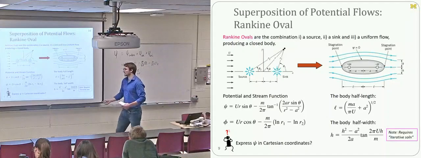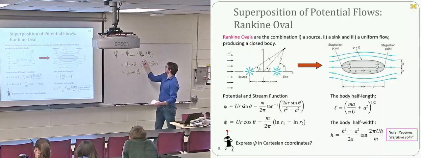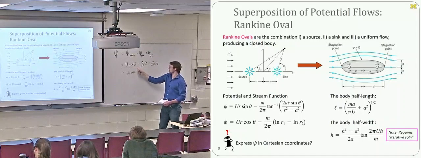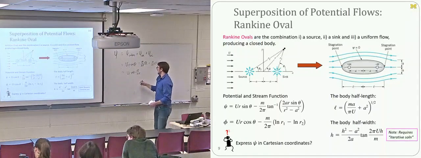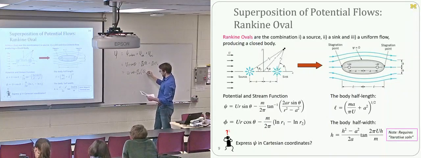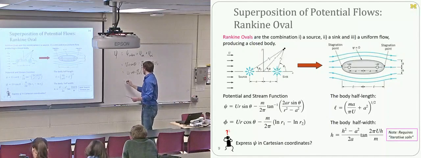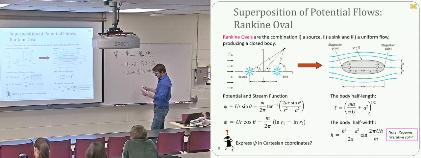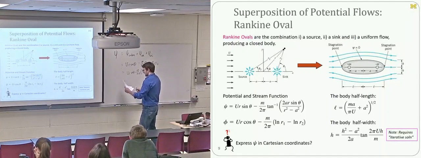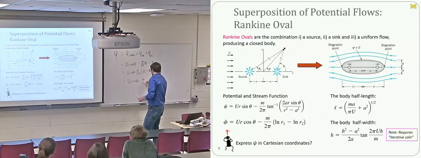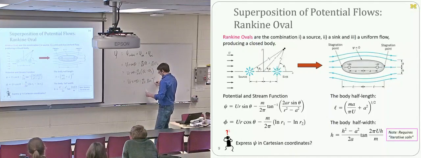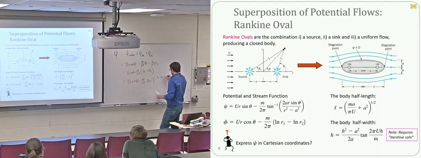I'm just going through the process to arrive at this expression here. So we're taking the stream functions for the uniform flow, for a sink and a source, combining them, and then by some trigonometric identity where we take the tangent of both sides and manipulate, take the inverse tangent, we get psi equal to u r sine theta minus m over 2 pi tangent inverse of 2 a r sine theta over r squared minus a squared.